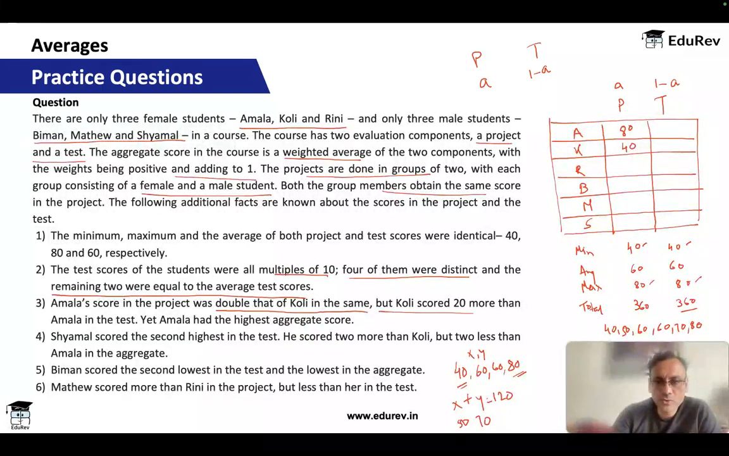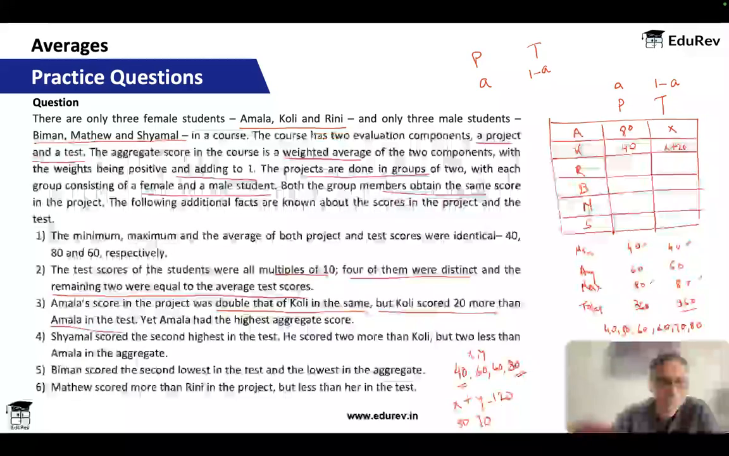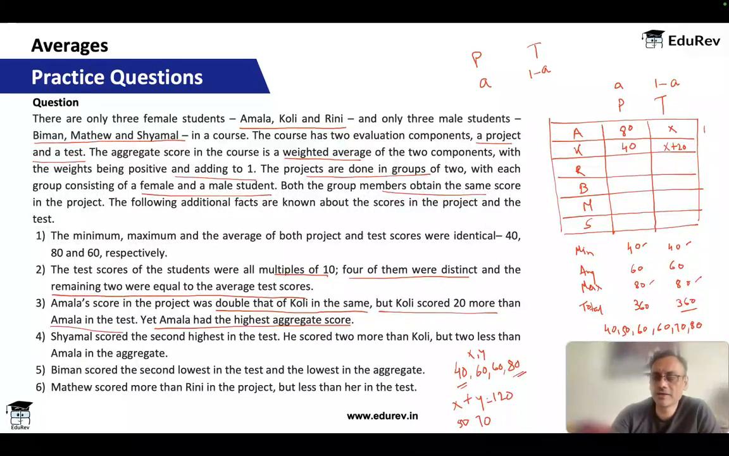Okay, but Kohli scored 20 more than Amla in the test. So Amla scored, let's say, x here. Kohli scored x plus 20. And there can be multiple combinations of this, so let's leave it here. Yet Amla had the highest aggregate score.